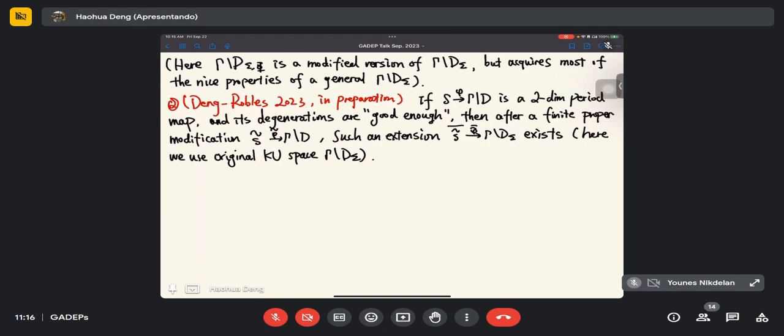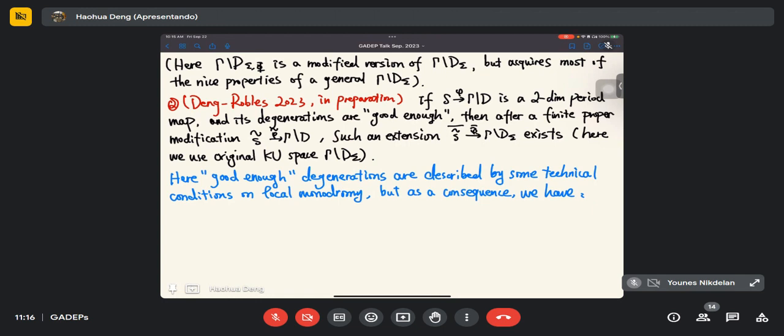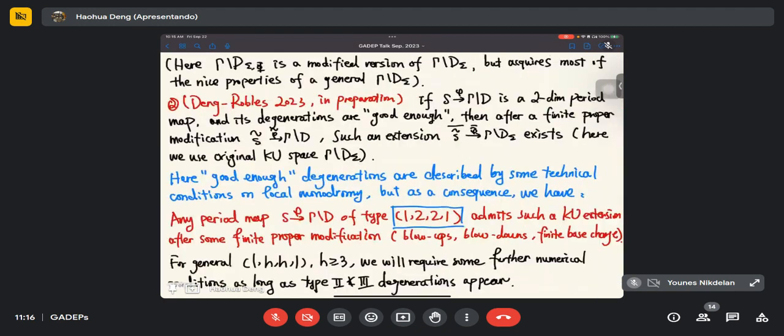So this good enough degeneration. Do I have time? I don't think I will be able to present those numerical conditions here. But I just want to give you one of the most exciting corollaries from this work: any type 1, 2 to 1 period map would admit such an extension after some finite proper modification. Previously, in my graduate thesis, I just found one example of type 1, 2 to 1, but now we are able to prove that for any such period map, you can find such a Kato-Usui extension.